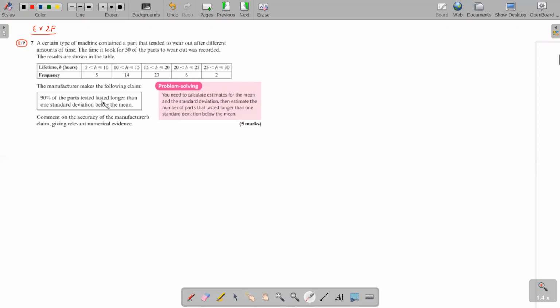They are saying here the manufacturer makes the following claim: 90% of the parts tested lasted longer than one standard deviation below the mean. Now, here you're finding the standard deviation. They're talking about the standard deviation and the mean. Before we test whether this claim is true or not, the first thing you should do is find the standard deviation and the mean. So let's construct a quick table, find the standard deviation and the mean, and then test the validity of this claim.